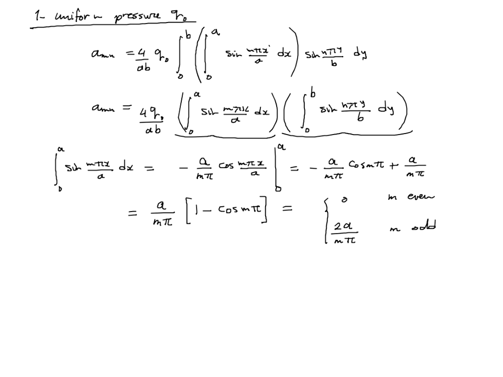Of course, this makes sense because if you think about sine m pi x over a, I'm going to sketch it here. If m is 1, you get half a wave, which is symmetric. If m is 2, you get two half waves, which is anti-symmetric, and then 3, again symmetric, 4, anti-symmetric, and so forth and so on. And since our loading is symmetric, it does make sense that all even terms, which correspond to anti-symmetric shapes, would be 0.